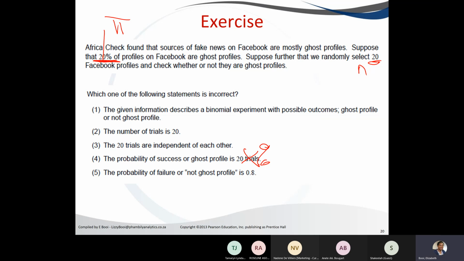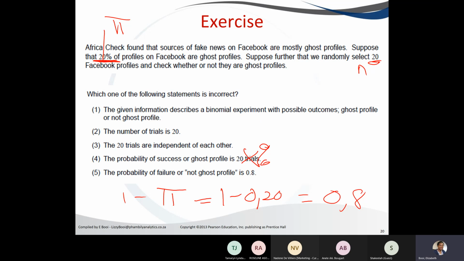The probability of failure is 0.8. Yes, because if the probability of success is 20%, then 1 minus the probability of success is 1 minus 0.20, which is equal to 0.8, which means the probability of failure, the probability of not a ghost profile, will be given by 0.8. And that's how you will answer the questions when it comes to the binomial distribution.